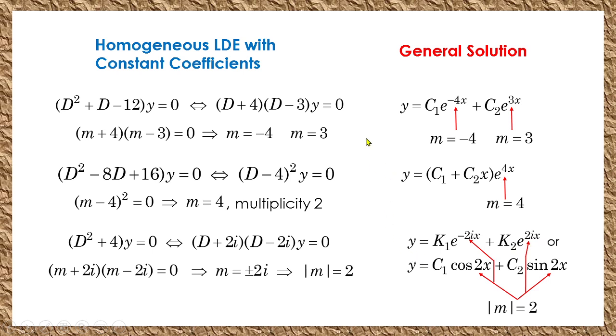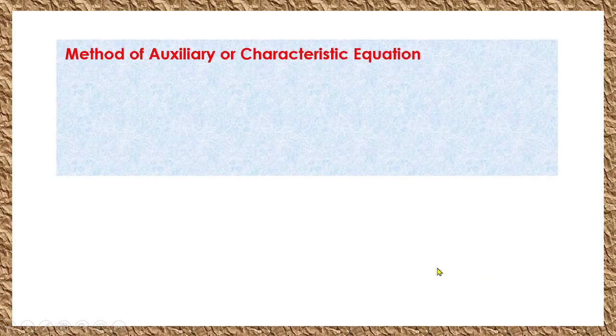This gives us the idea of having the solution for a homogeneous linear differential equation with constant coefficients: all you have to do is to solve the roots of the associated equation and make them exponents of e. Okay? Now, every term has an e factor, and one of the factors in the exponent of e is the root. Okay? So, let's now discuss such a method. We call that the method of auxiliary or characteristic equation.